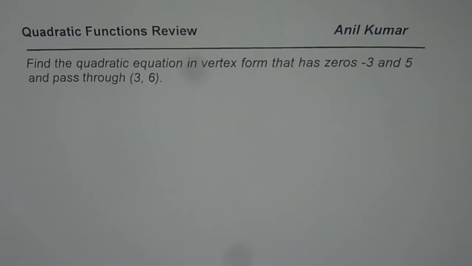I'm Anil Kumar, and in this question we will rearrange our quadratic equation and write it in a different form. The question here is, find the quadratic equation in vertex form that has zeros minus 3 and 5, and that passes through (3, 6).